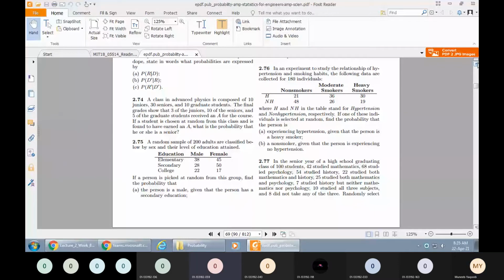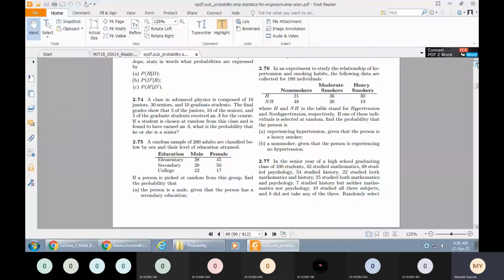Male slash SE. Absolutely right, here they have asked the probability of male slash SE. So to calculate the probability of male slash secondary education, we will use the formula: probability of male slash secondary education is equal to probability of male intersection secondary education divided by probability of secondary education. So we will calculate this probability in two steps. First of all, we will calculate the probability in the denominator, that is probability of secondary education.